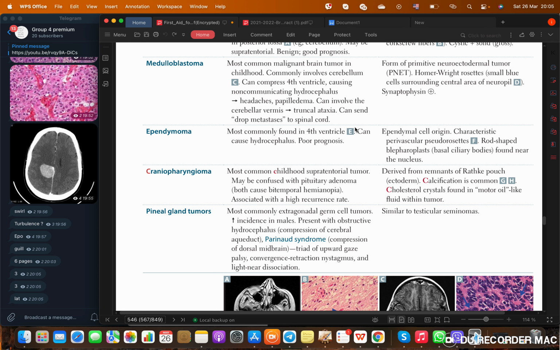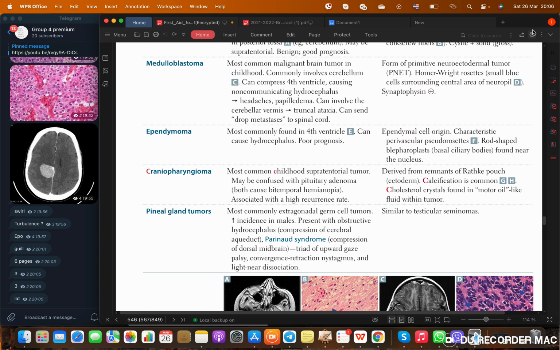Excellent. The lateral, the third, and the aqueduct of Sylvius, all of them. Okay, good. Headaches and papilledema can occur, and it can involve the cerebellar vermis, which can promote truncal ataxia. Remember, the vermis is responsible for the trunk, the hemispheres are responsible for the limbs. It can send drop metastases inside of the spinal cord.